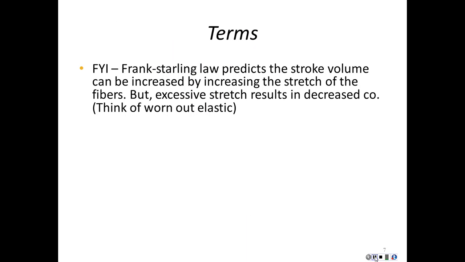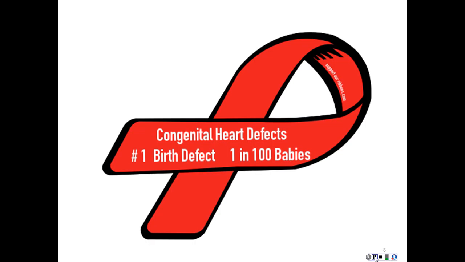Another term that you may be familiar with from anatomy and physiology is the Starling's rule. Frank Starling's law predicts the stroke volume. And the stroke volume can be increased by increasing the stretch of the fibers, the cardiac fibers. So if you think about it, it's kind of like a balloon. The more fluid we put in, the more it stretches. But if you've ever blown a balloon up, let it out, blown it up, and let it out, that balloon finally begins to lose its shape. It's not as hard to blow up, and it doesn't release the air as quickly. It's because those fibers in the balloon have been stretched so that they're not working. Think of it kind of like a worn out elastic.